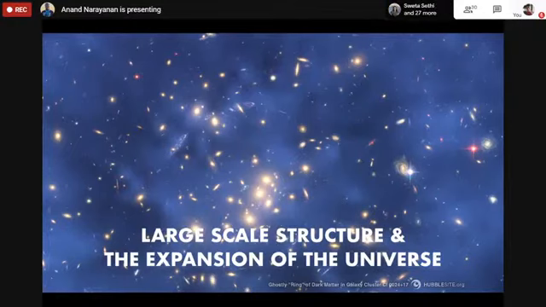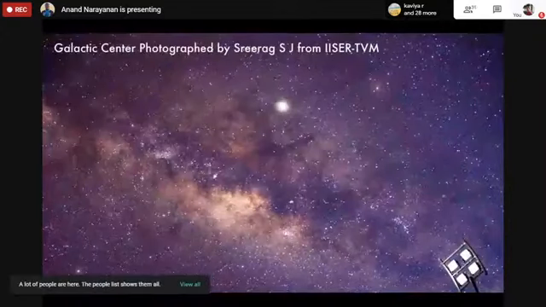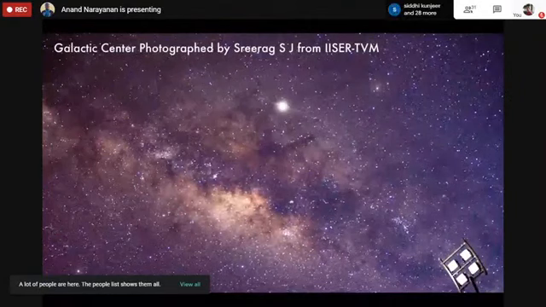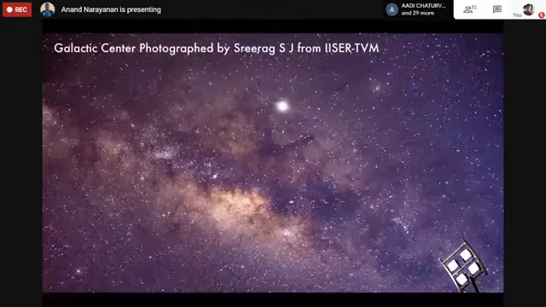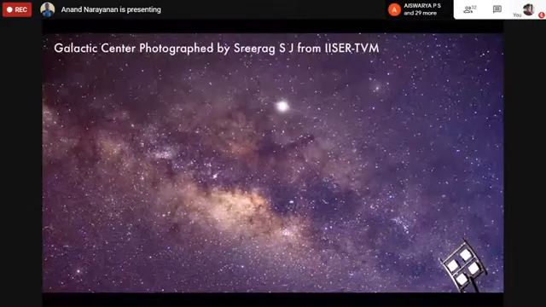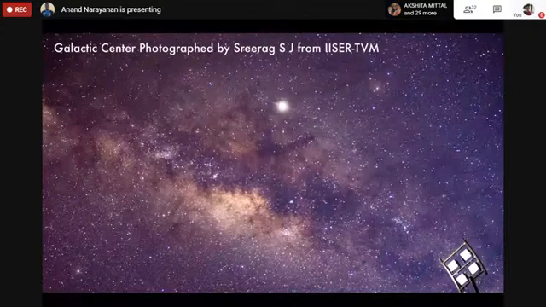Since this presentation is primarily for all of you who are in ISER, I thought I'll show a picture of the night sky photographed by Srira, who's a PhD research scholar in IIST Trivandrum. This photograph was taken from IIST Trivandrum, looking towards the center of the Milky Way galaxy, which means that the field of view includes a part of the Sagittarius constellation.